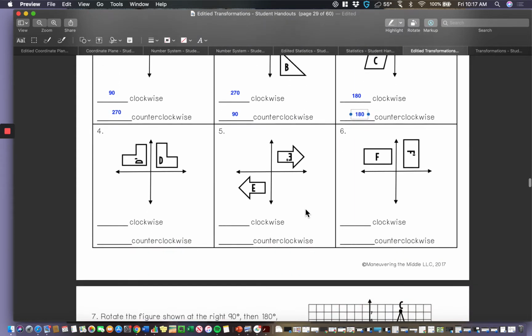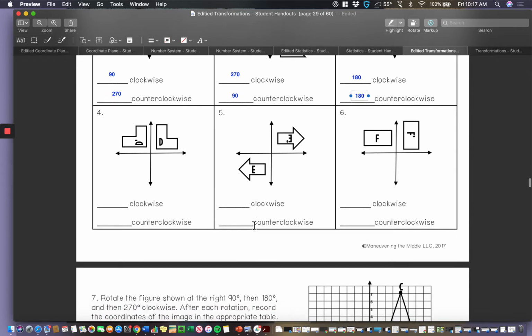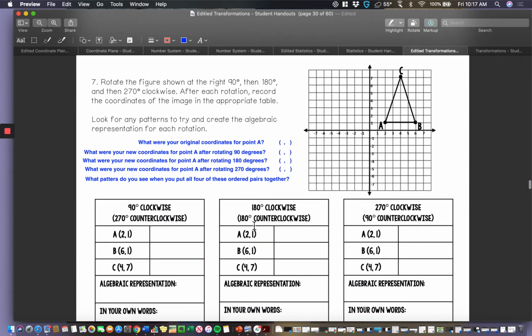Alright, let's scroll on down. Now you're going to do these, just like we did on the top. So if you need a review on how we did those, just go back in the video and check that out. Alright, number 7 here. It says, rotate the figure shown on the right 90 degrees. Then you're going to rotate it 180 degrees, and then 270 degrees clockwise. So we're always rotating clockwise. After each rotation, record the coordinates of the image in the appropriate table.